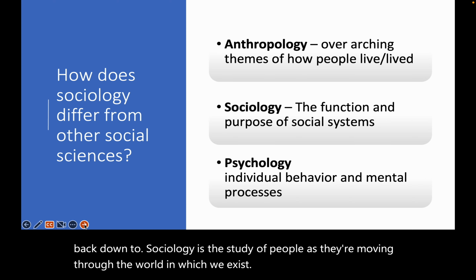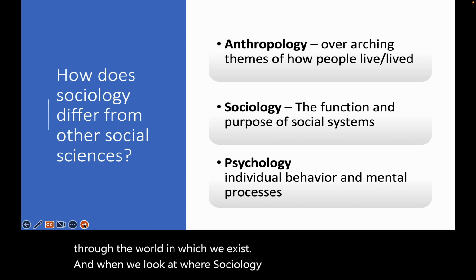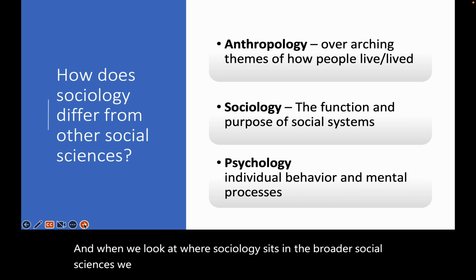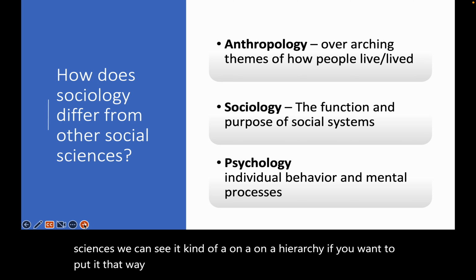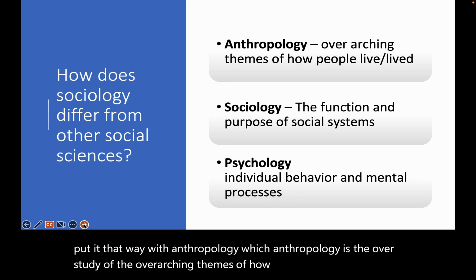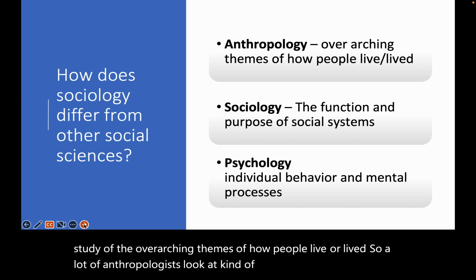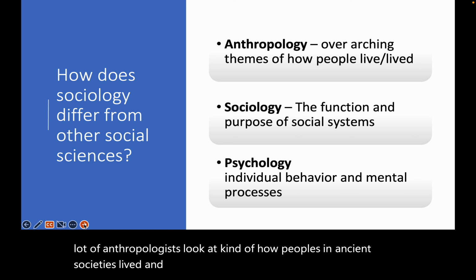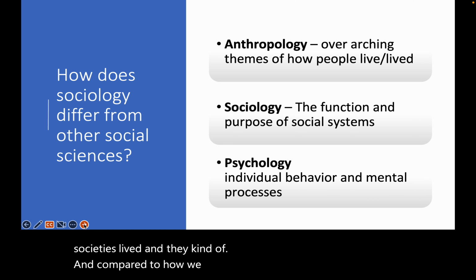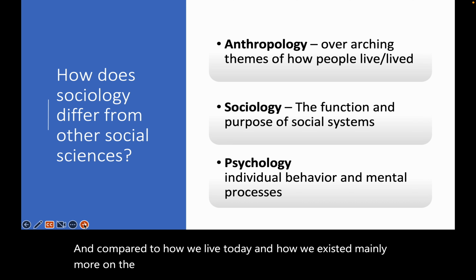And when we look at where sociology sits in the broader social sciences, we can see it on a hierarchy, if you want to put it that way, with anthropology. Anthropology is the study of the overarching themes of how people live or lived. So a lot of anthropologists look at how peoples in ancient societies lived, and they can compare to how we live today and how we existed. Mainly more on the cultural level is the study of anthropology.